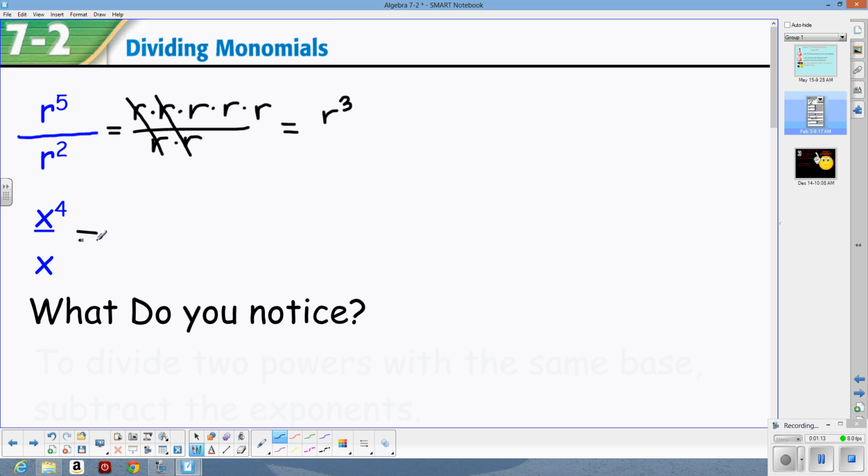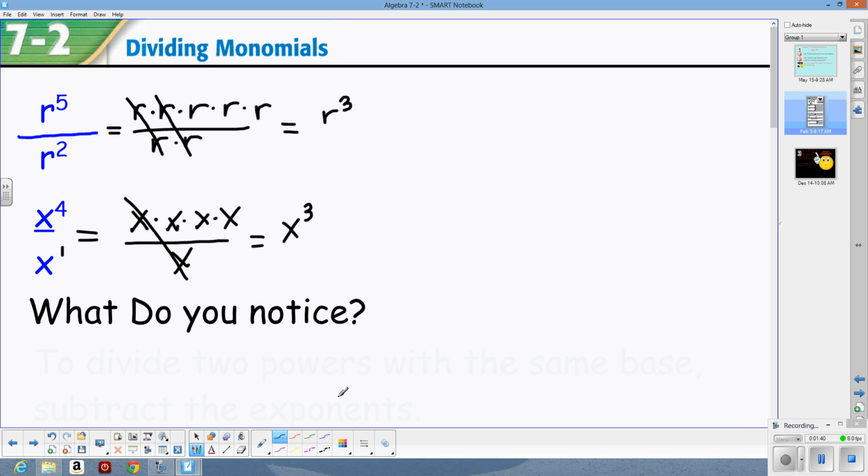In the second example, x to the fourth is x times x times x times x, and that's going to be over x. This time I can only cross out or cancel one x on the top with one x on the bottom, which leaves us with x to the third. Now, when you do not have an exponent on the variable, it's a 1.